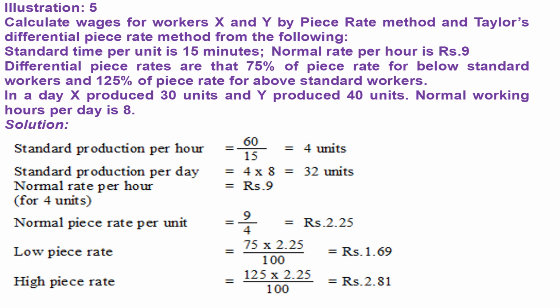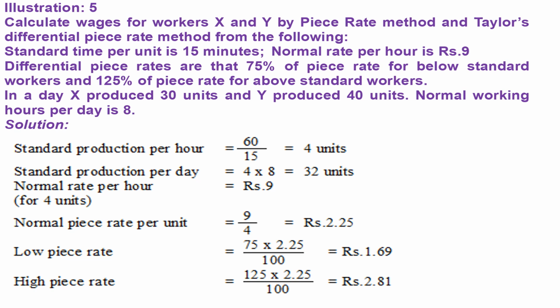Illustration 5. Calculate wages for workers X and Y by piece rate method and Taylor's differential piece rate method from the following. Standard time per unit is 15 minutes, normal rate per hour is 9 rupees. Differential piece rates are that 75% of piece rate for below standard workers and 125% of piece rate for above standard workers.